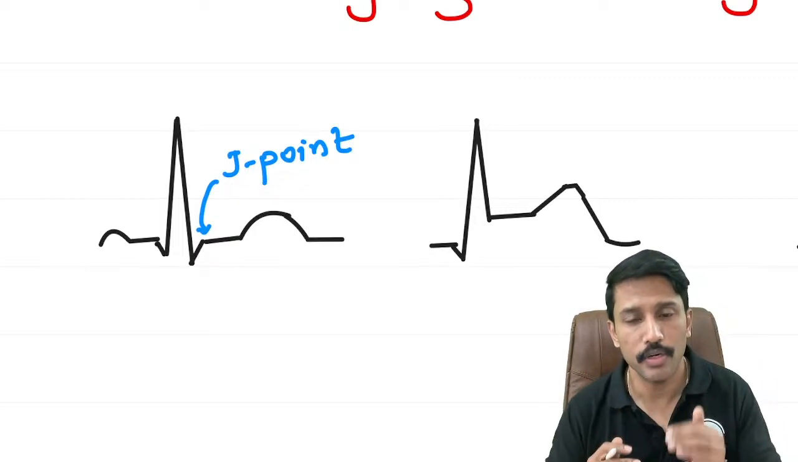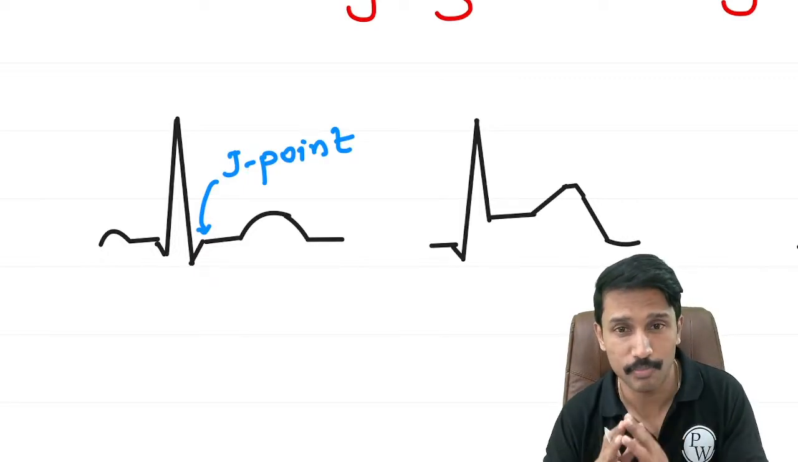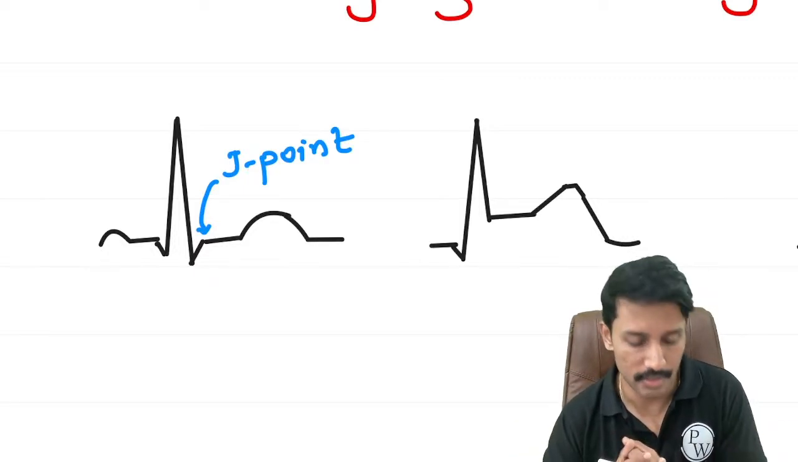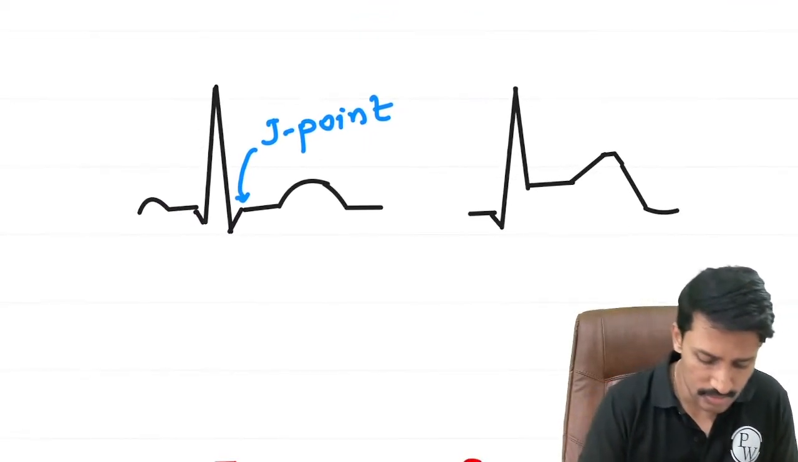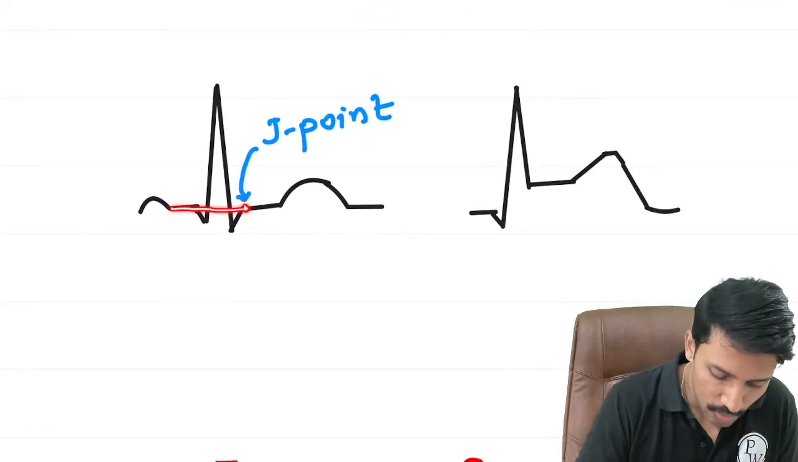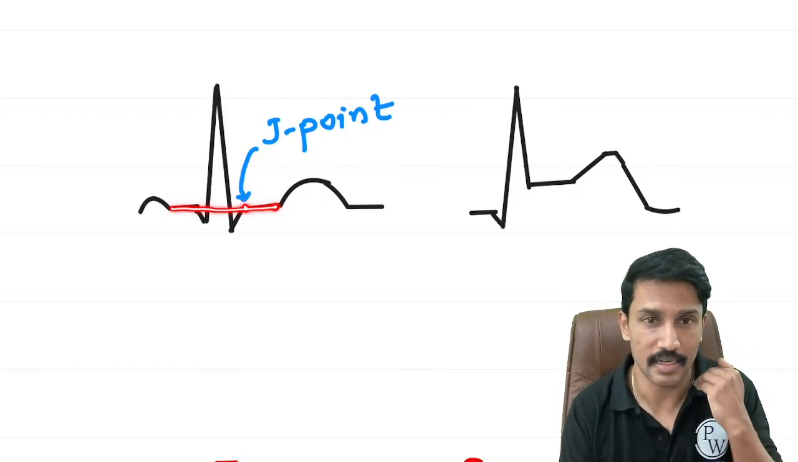So this J point should be elevated above the baseline. Now what is the baseline? I should have a reference point, right? The reference point is the PR segment. So this J point should not be on the same line as the PR segment. Then I can say there is ST elevation.